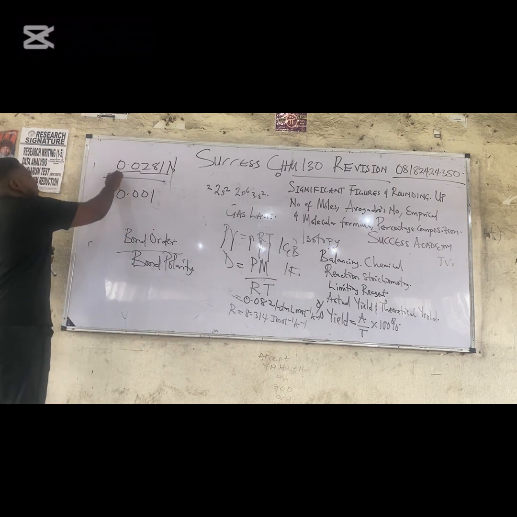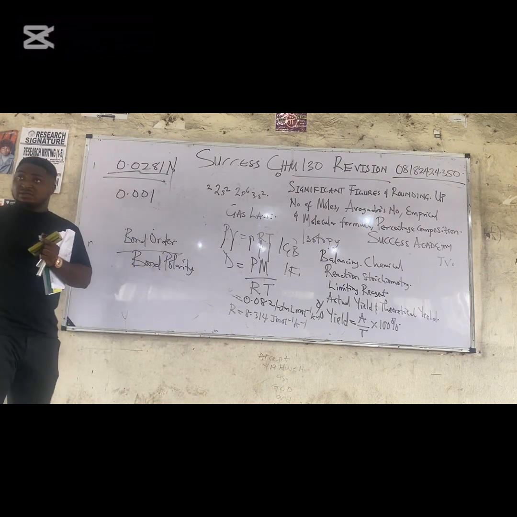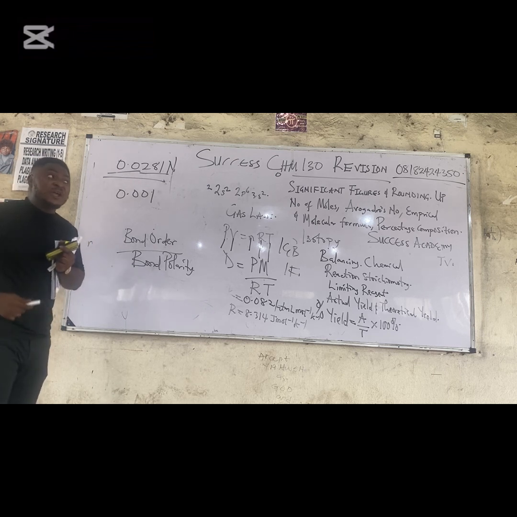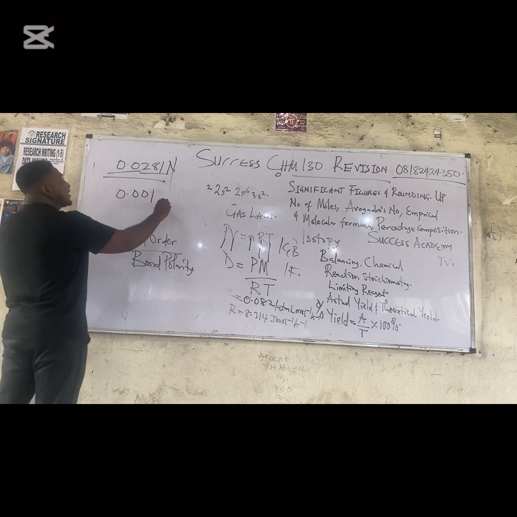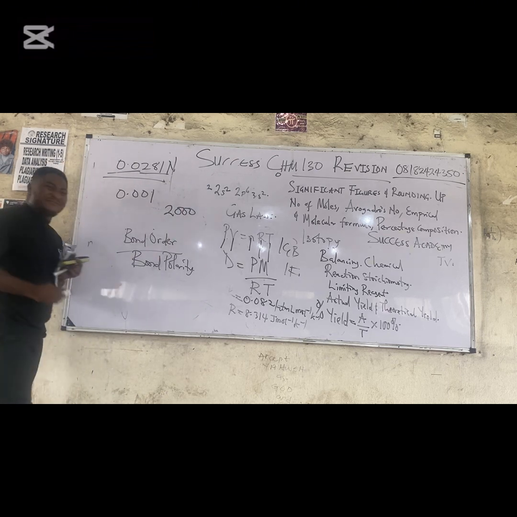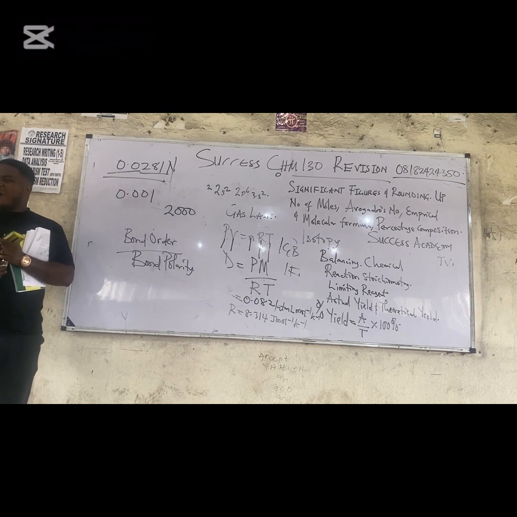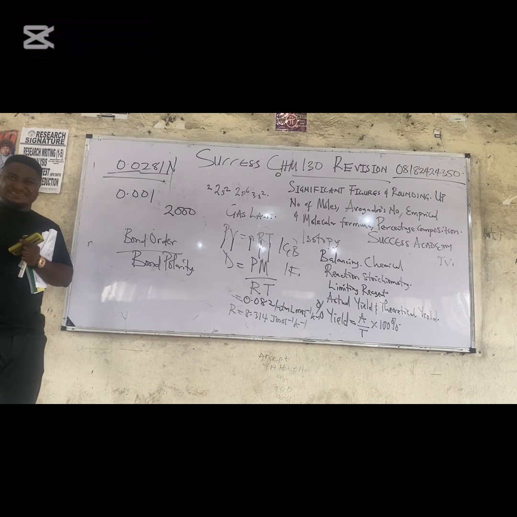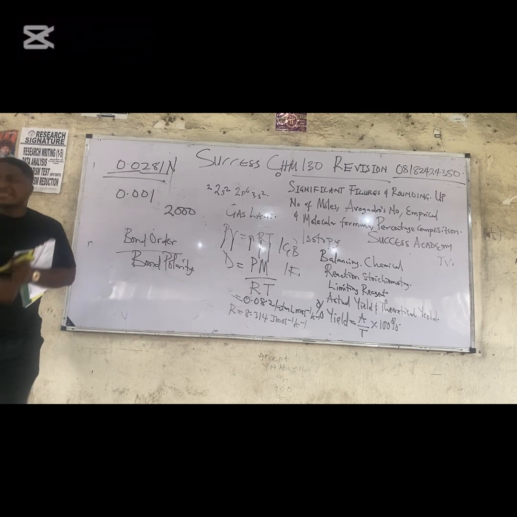Class, any zero that comes before a non-zero digit is not significant. How many significant figures does 2000 have? 4? You are falling for the trap again. Does it have a unit, class? You are constantly falling. Does it have a unit, class?